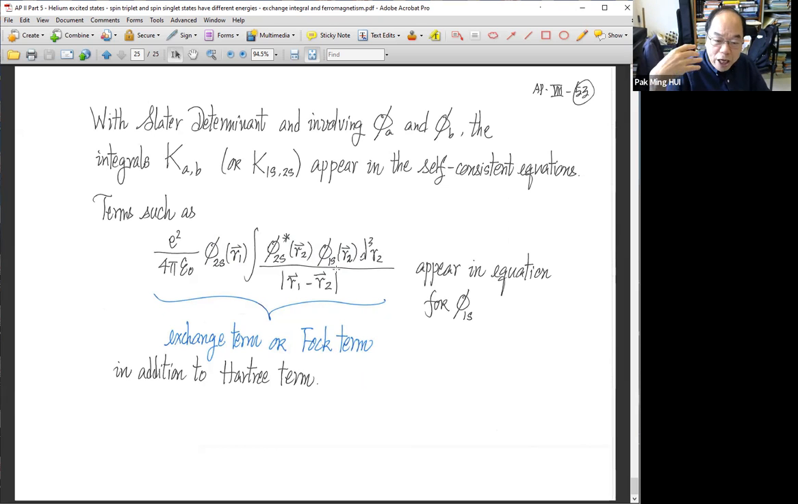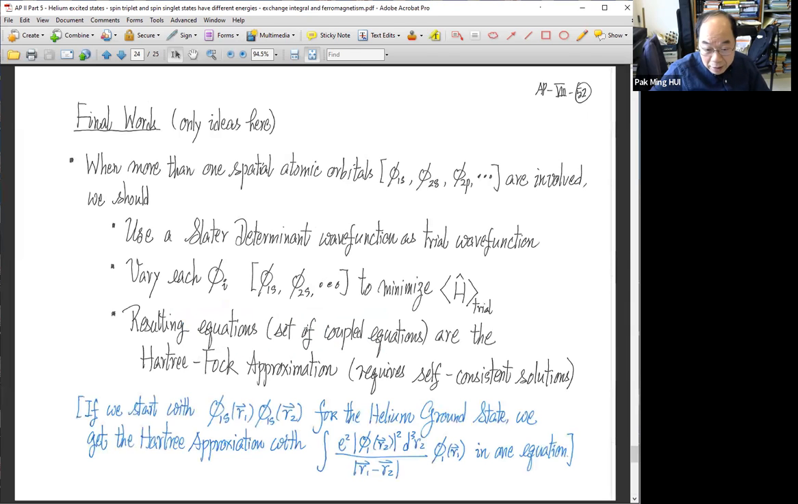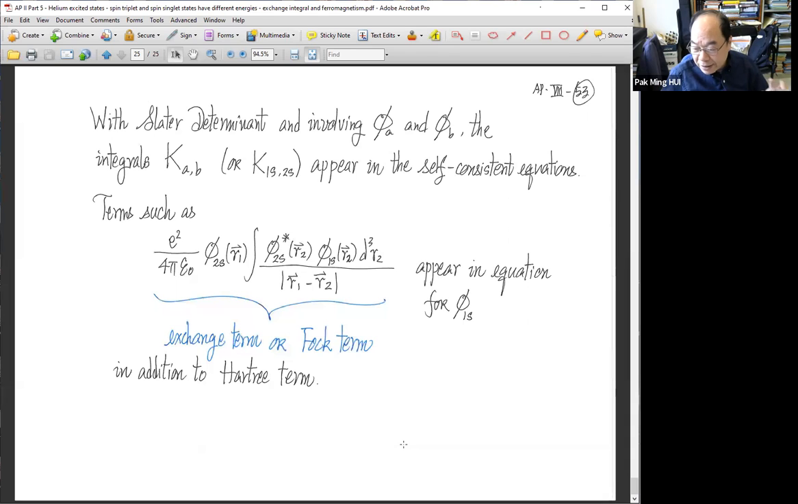This is called the exchange term and also called the Fock term, after a Soviet Union physicist, Fock, who did a lot of things in many-body theory. So when you have this term in addition to the Hartree term in one equation, that is called the Hartree-Fock approximation. Again, you need to do a self-consistent solution. Okay, so that is the end of this part.